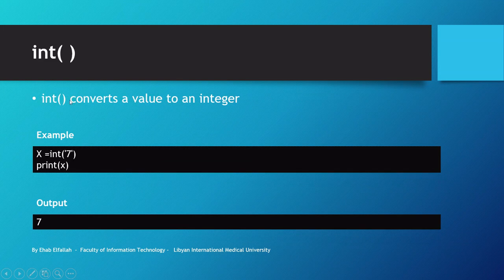This function also we have seen before. It's int. It converts any type of object into an integer. So here, if we say x equals int of 7 as a character, it will return to us 7 as an integer, because we cannot perform a mathematical operation on a string. We can perform it only if the number is an integer.